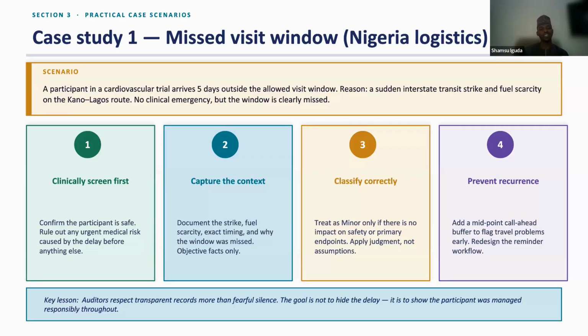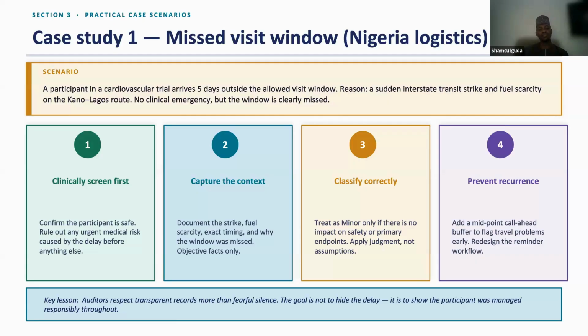During that journey, maybe there is a sudden interstate transport strike affecting long-distance buses, and maybe fuel scarcity compounds the problem. The participant arrives at the clinic, let's say, 5 days outside the allowed visit window. In real sense, there is no clinical emergency and no safety event, but the window is clearly missed. That is one of the important points I want us to understand: no safety concern with this participant.